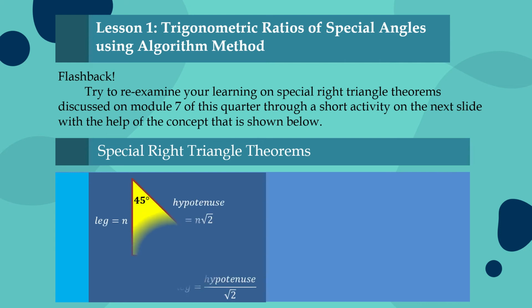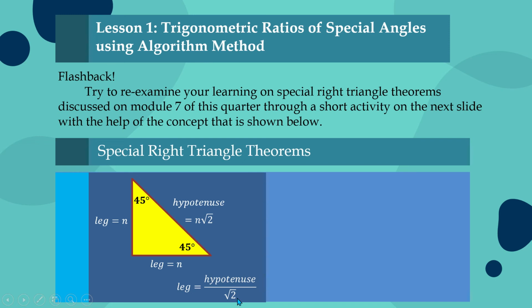The first is the 45-45-90 degree right triangle. You have the following parts. The legs are the same, since it is an isosceles right triangle. And the longest side is the hypotenuse, represented by n square root of 2. Why? Because the legs are the same, the hypotenuse is defined as the leg times square root of 2, or n square root of 2. And when we are to find the leg, given the hypotenuse, leg is equal to hypotenuse divided by square root of 2.